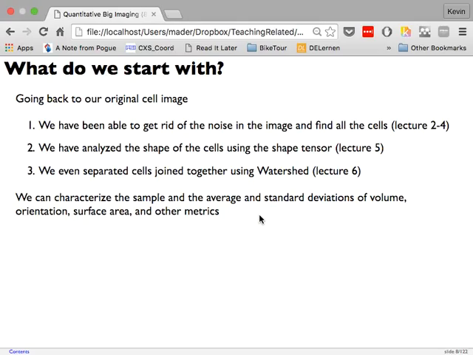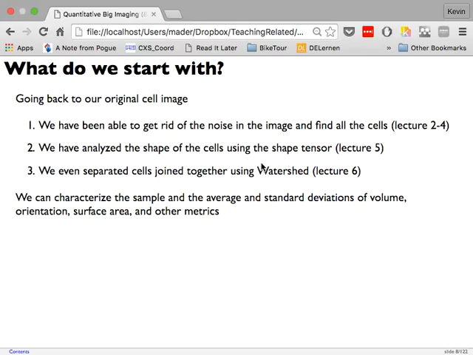If we look at what we start with, we've been able to get rid of the noise of the image and find the cells. If we take the cell image as the example, we've analyzed the shape of the cells using the shape tensor, and we've separated cells that were joined together using watershed, which is one of the techniques we covered last week. Now we can easily characterize the sample by looking at the average and standard deviation of the metrics that we've extracted.